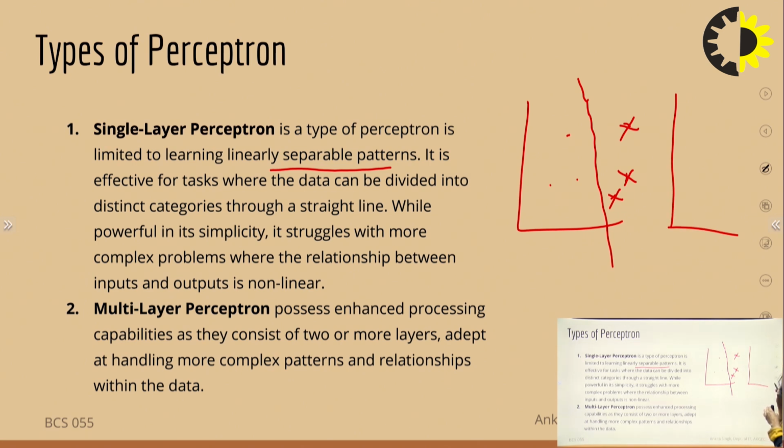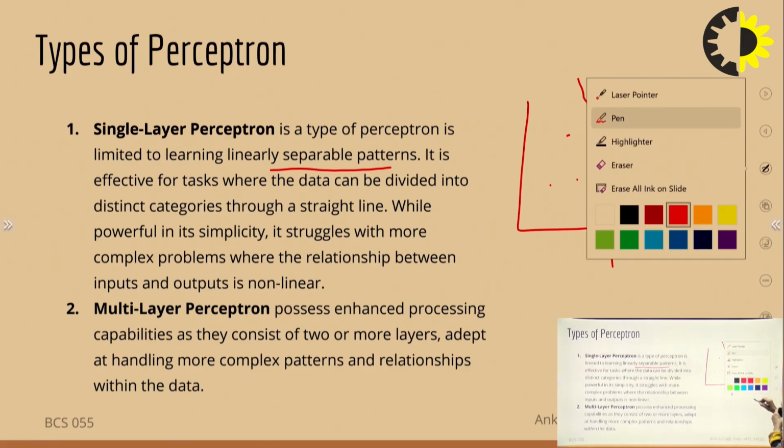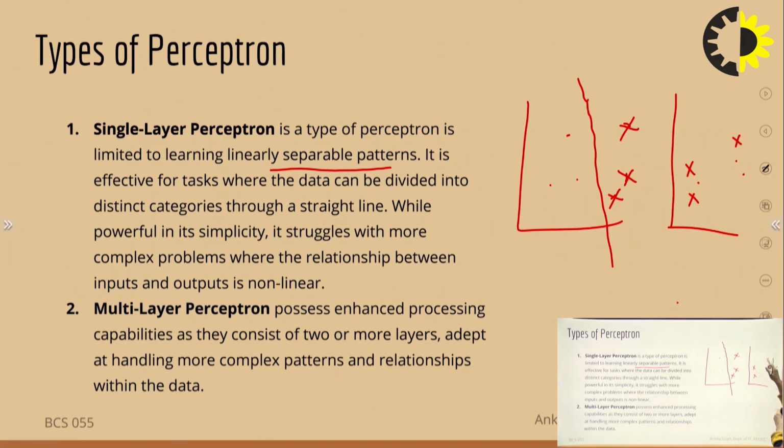Now suppose I have data like this. This belongs to one category and this belongs to the other category. In such cases, I am not able to divide the data into two different categories. So this is known as non-linearly separable patterns or data. The single layer perceptron works well where the data is linearly separable. In the case of the multi-layer perceptron, we have multiple layers. In the single layer perceptron, we have only an input layer and an output layer, whereas in multi-layer perceptrons, we have more than two layers, including hidden layers. In such cases, it is able to handle complex patterns easily.